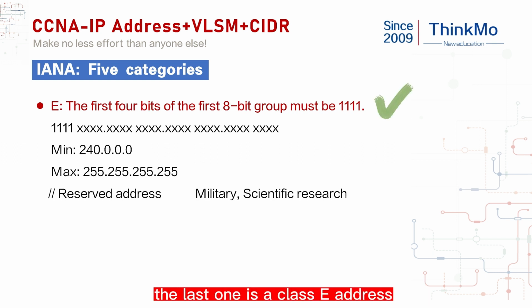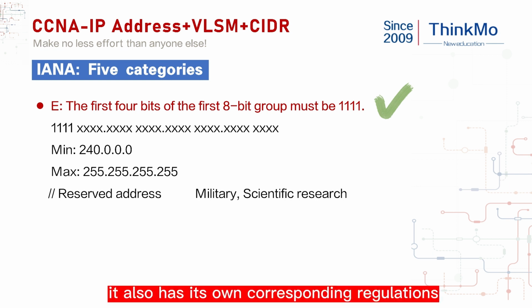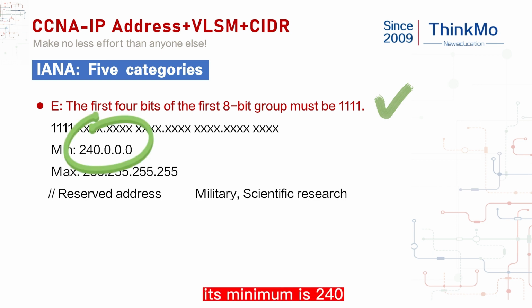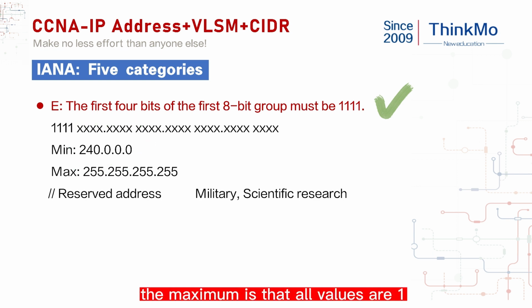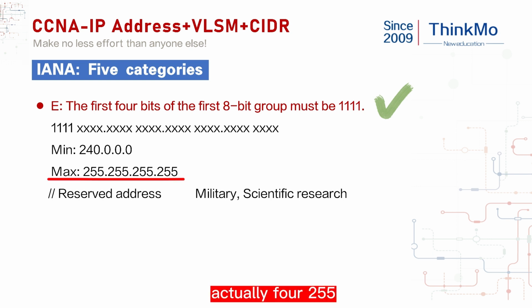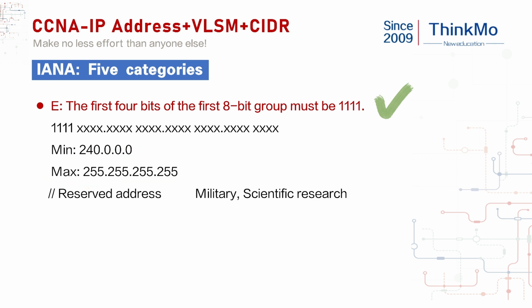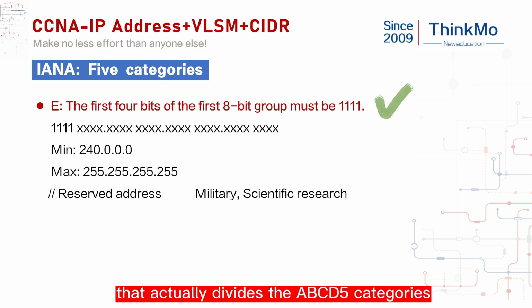The last one is the Class E address. For Class E addresses, it also has its own regulations. It specifies the first 4 bits of the first octet must be 1111. Its minimum is 240. The maximum is that all values are 1, actually 255. So you will find the minimum of Class A is 0 and the maximum of E is 255. That divides the ABCDE 5 categories. Our address range is from 0 to 255.